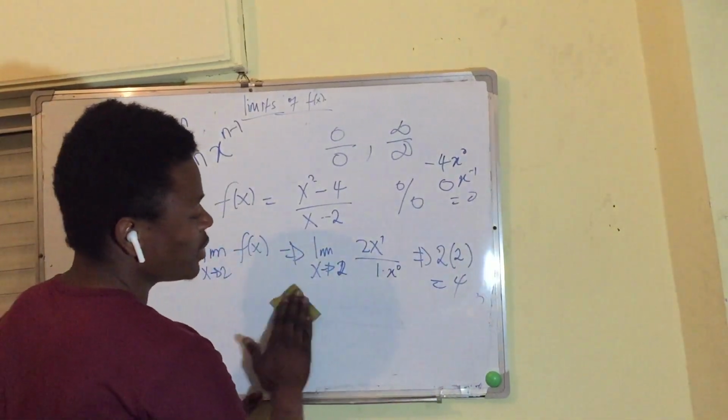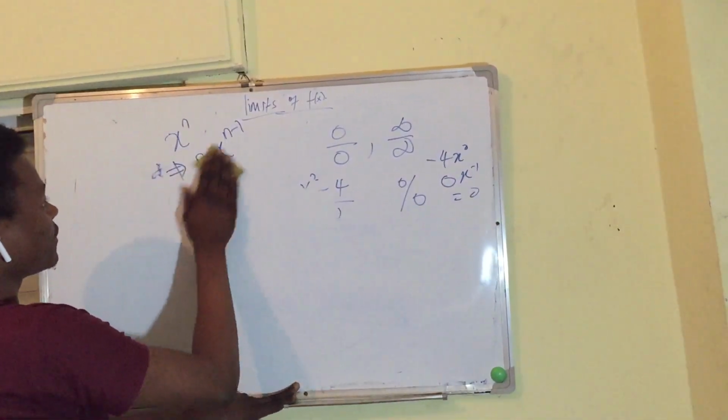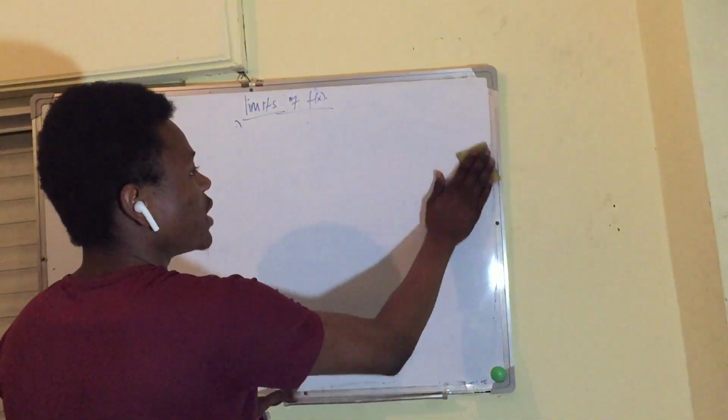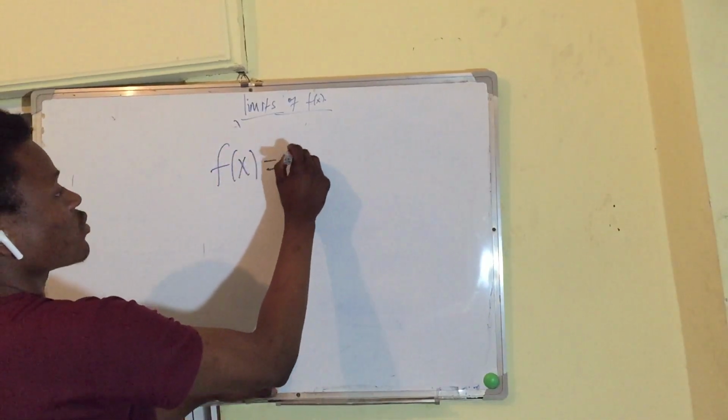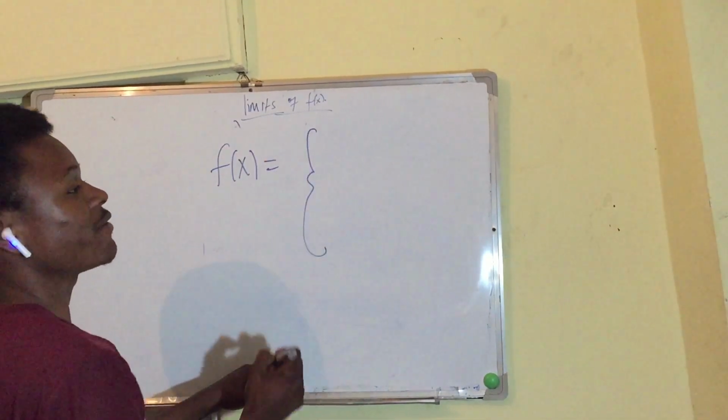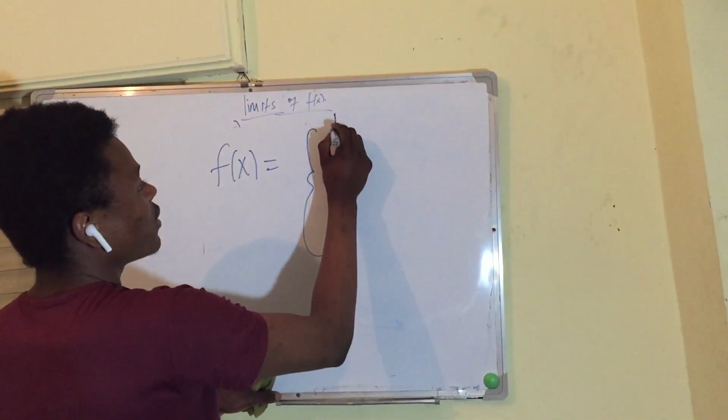So this is it. What about if we have a piecewise function? For example, f of x is equal to, for some interval, for example, this is something.